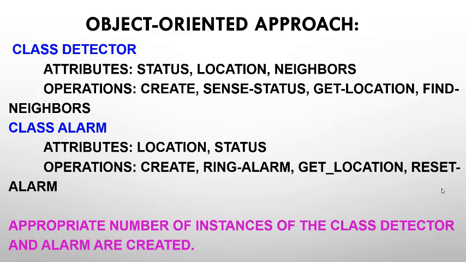Then the class alarm is another class, and the attributes are location and status, and the operations are create, ring alarm, get location, reset alarm, etc. The appropriate number of instances of the classes detector and alarm are created. This is the object-oriented approach.